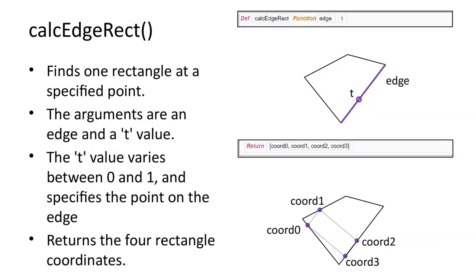The calculate edge or rectangle function finds one rectangle at a specified point on an edge. Note that this is not the biggest rectangle. It is just one rectangle at one point. The point on the edge is specified by a t parameter that varies between 0 and 1. 0 means that it is at the start of the edge. 1 means that it is at the end of the edge.